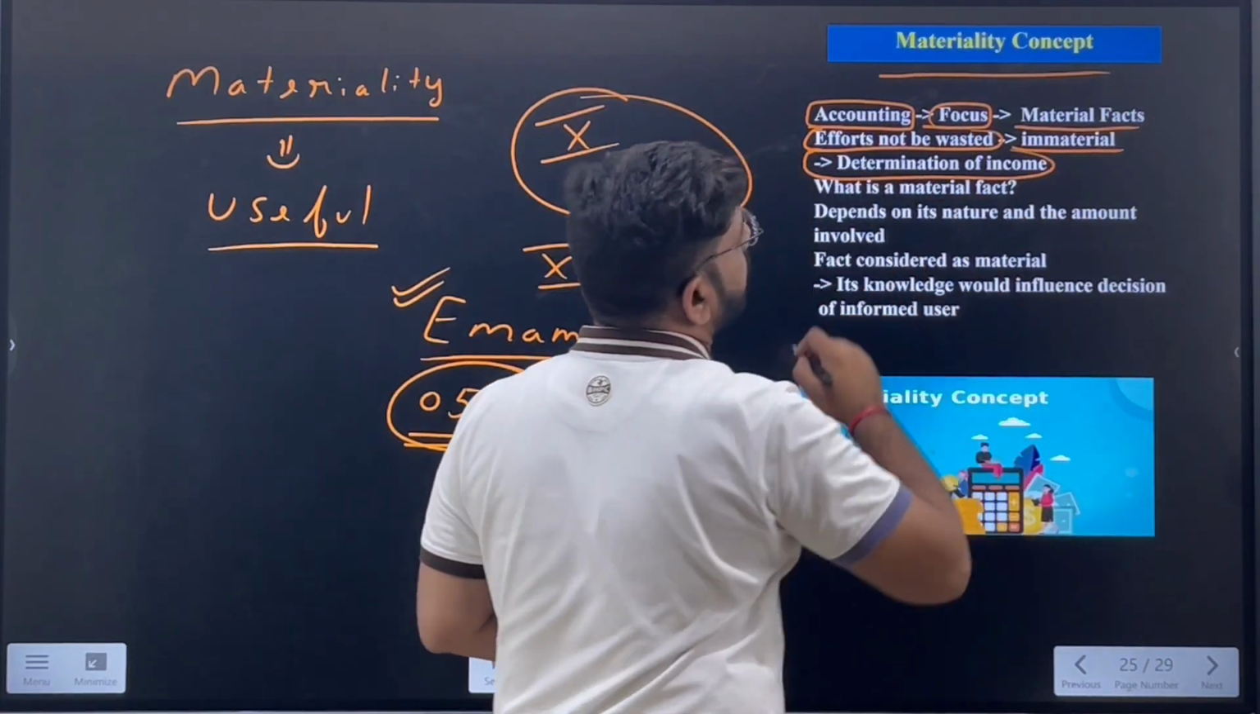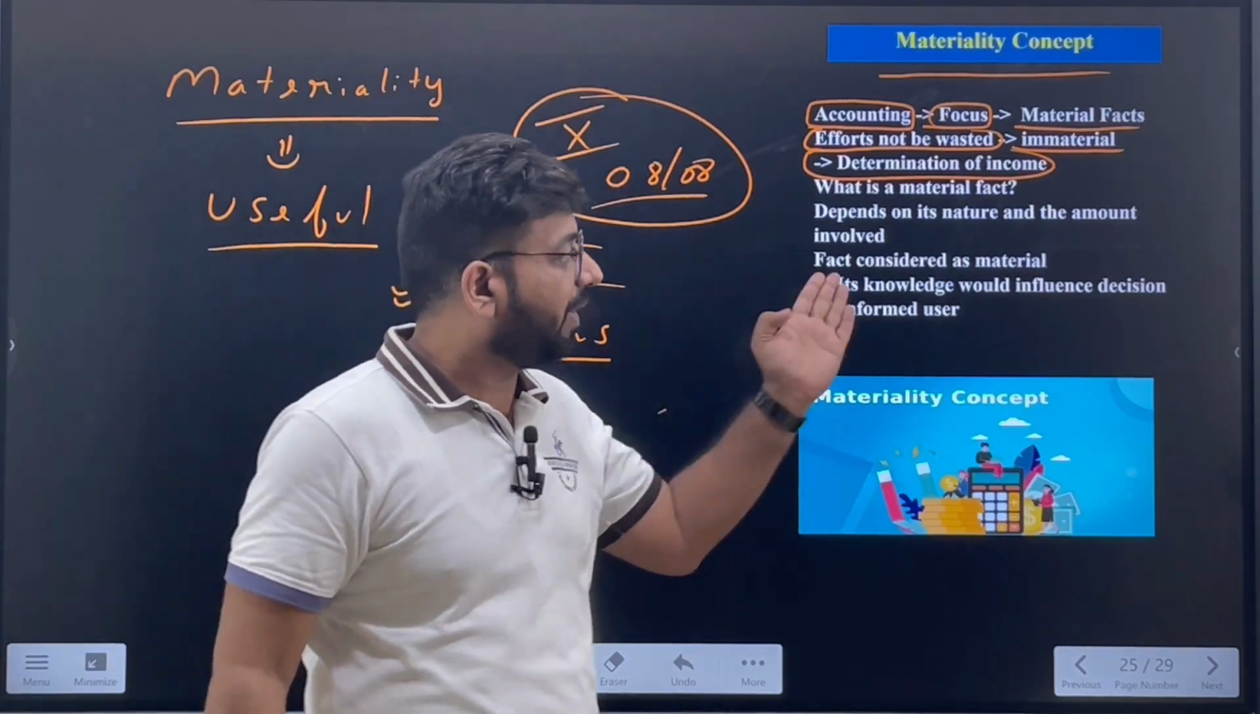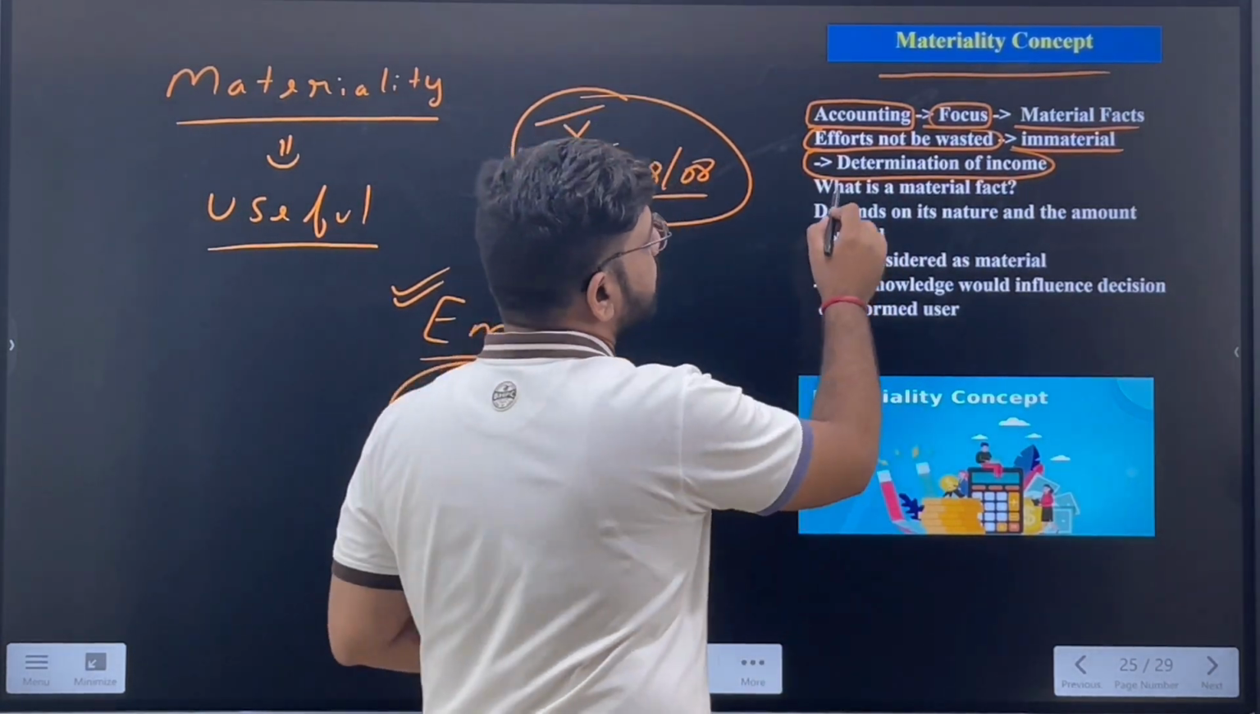The determination of income. Obviously, if you are determining the income, the immaterial things should not be given importance, but material things should be given importance in determining the income. The question arises, what is a material fact?